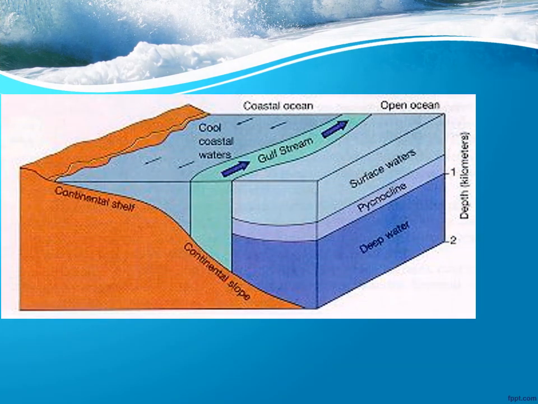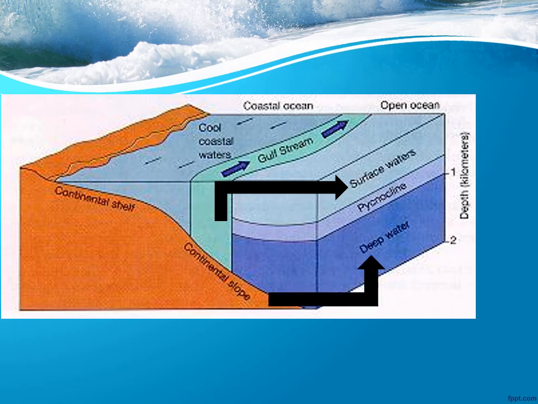The ocean water can be divided into two parts based on depth: surface water and deep water. The upper layer extends up to 500 meters from the sea level, and deep water is below 500 meters.